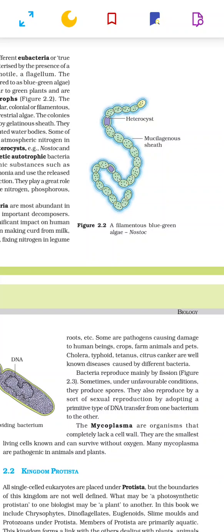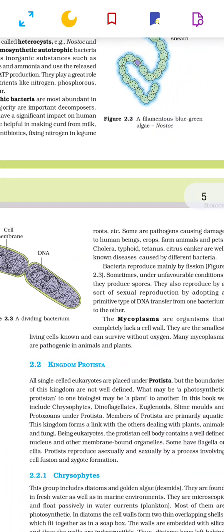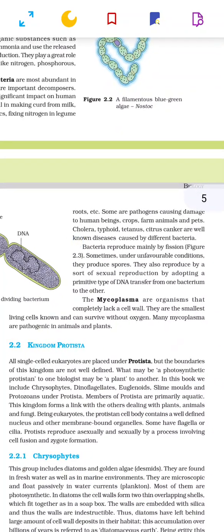to the other. The mycoplasma are the organisms that completely lack a cell wall. They are the smallest living cells known and can survive without oxygen. Many mycoplasma are pathogenic in animals and plants.